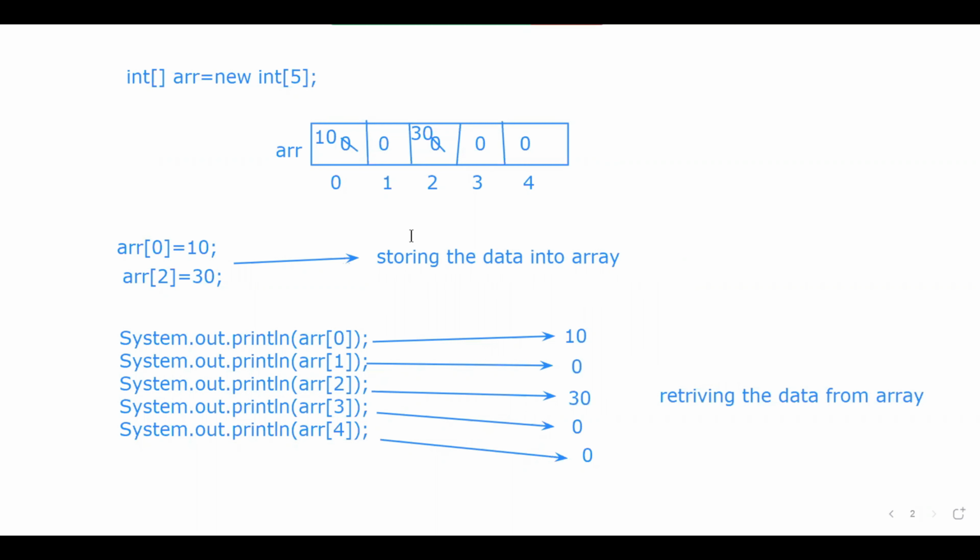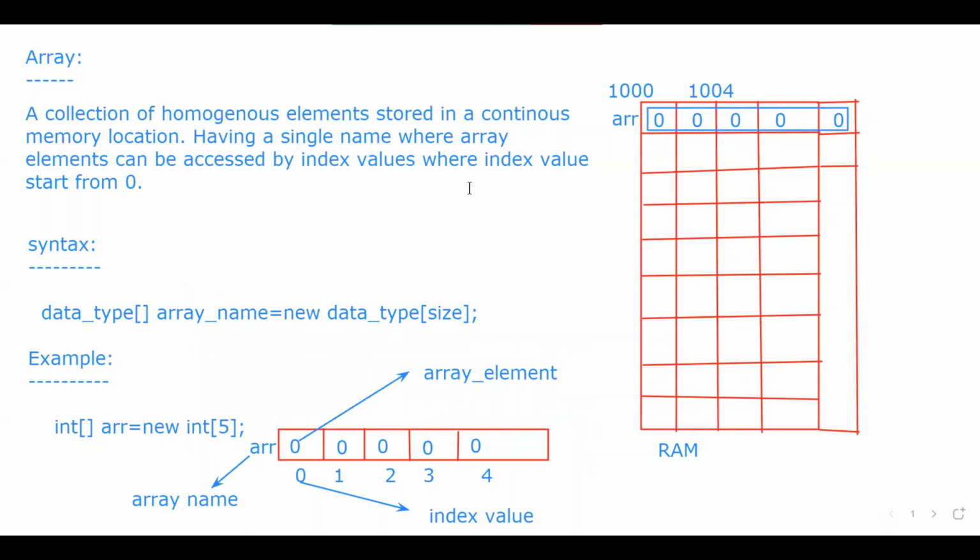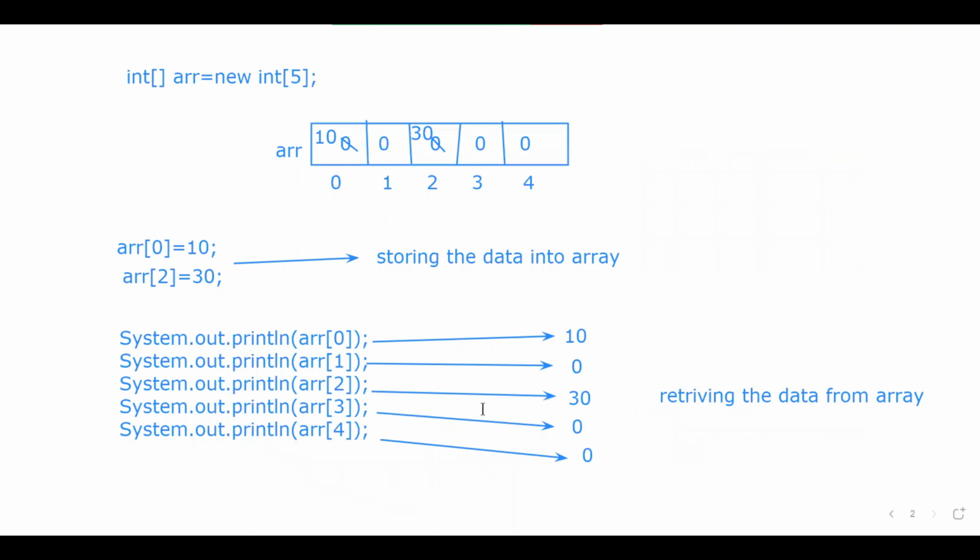Okay, so in this video we have seen what an array is, what the need of an array is, the definition of an array, and the syntax of an array. With an example we understood what the index value is, what the array element is, and what the array name is. And here we have seen how we can store the data into an array and how we can retrieve the data from an array.